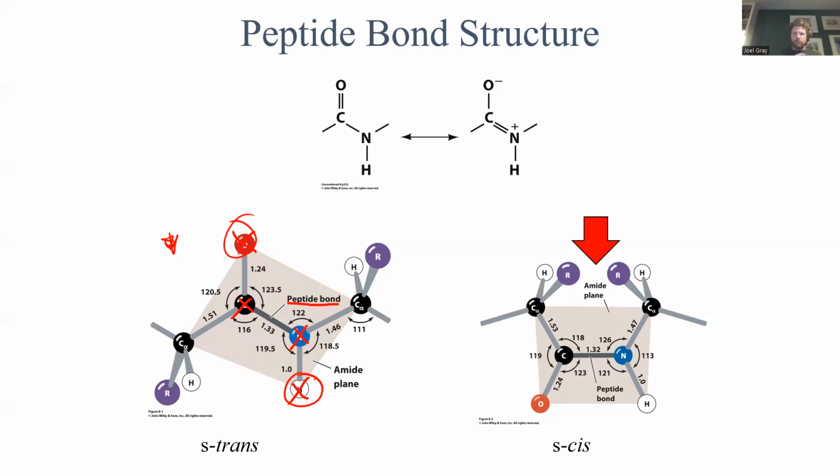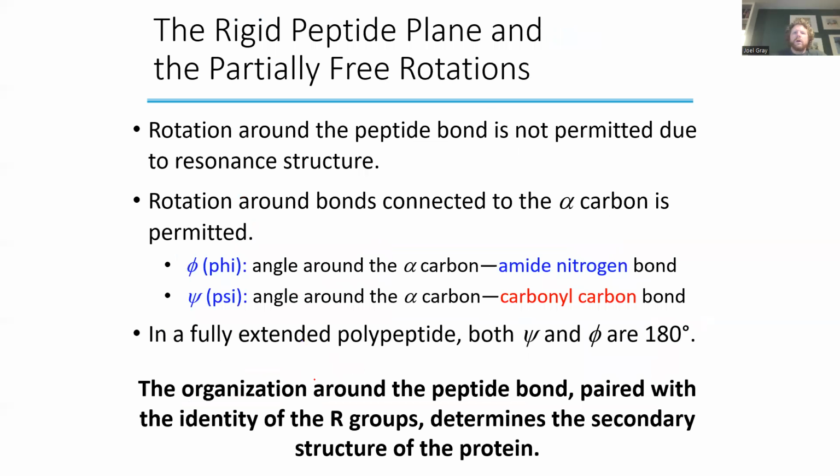Now, proteins are dynamic molecules, so there's going to be rotation, there's going to be movements, but the peptide bond is going to be very restricted and it's not going to move very much. So what we need to think about is there is rotation of the bonds surrounding both preceding and following the peptide bond, but the peptide bond itself, there's basically going to be no rotation. Rotation around the peptide bond is not permitted due to those resonance structures. So it's resonance stabilized. It's highly rigid and restricted.